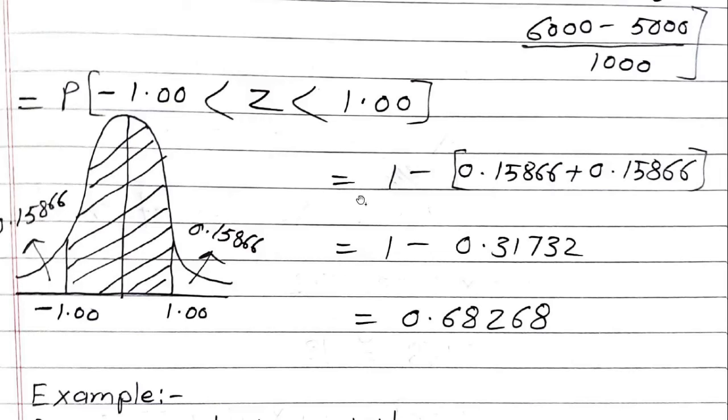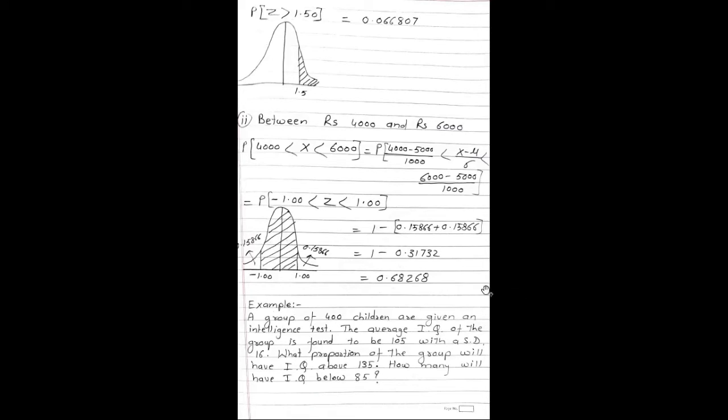So I can get the answer as 1 minus (0.15866 plus 0.15866), which is equal to 1 minus 0.31732. So that is nothing but 0.68268. See the next example.